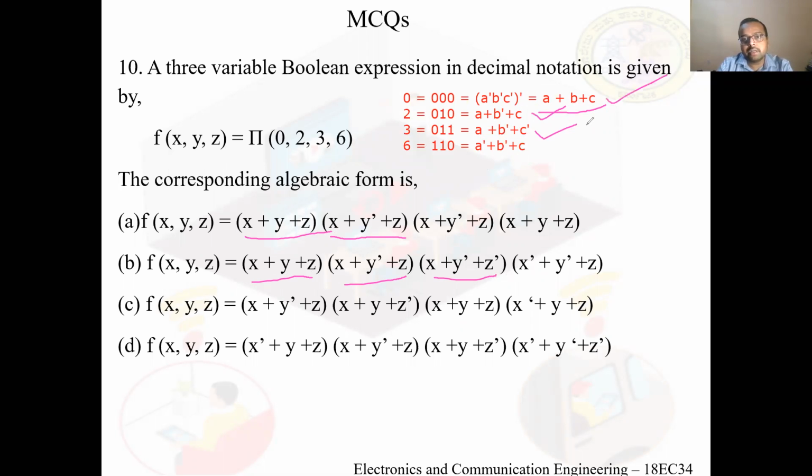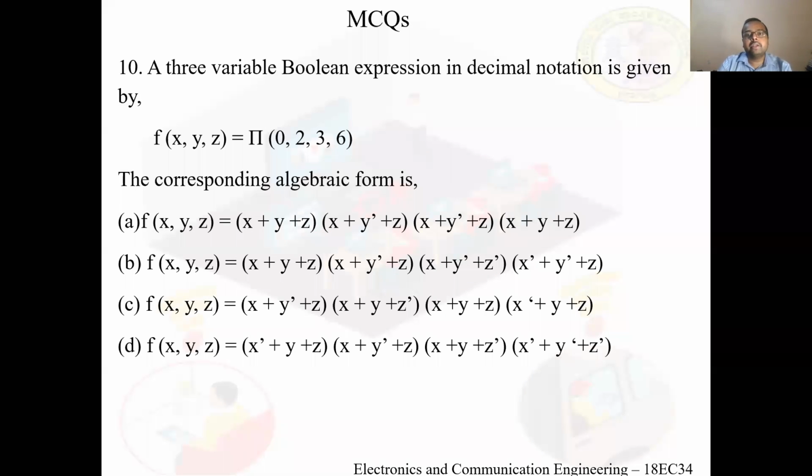Next we have 1, 1, 0. It is nothing but A bar or B bar or C. Since the variables are X, Y, Z, it is X bar or Y bar or Z here. So all the 4 terms are here. So which is the correct option? Option B for the 10th question.